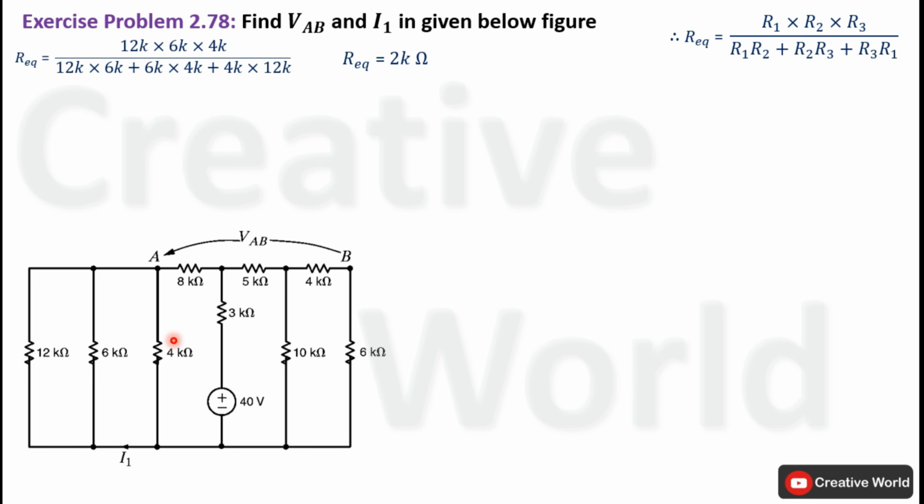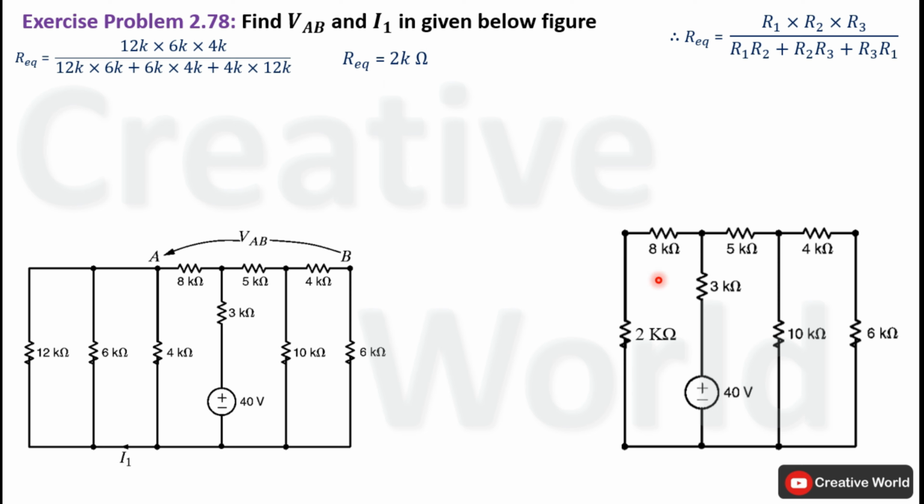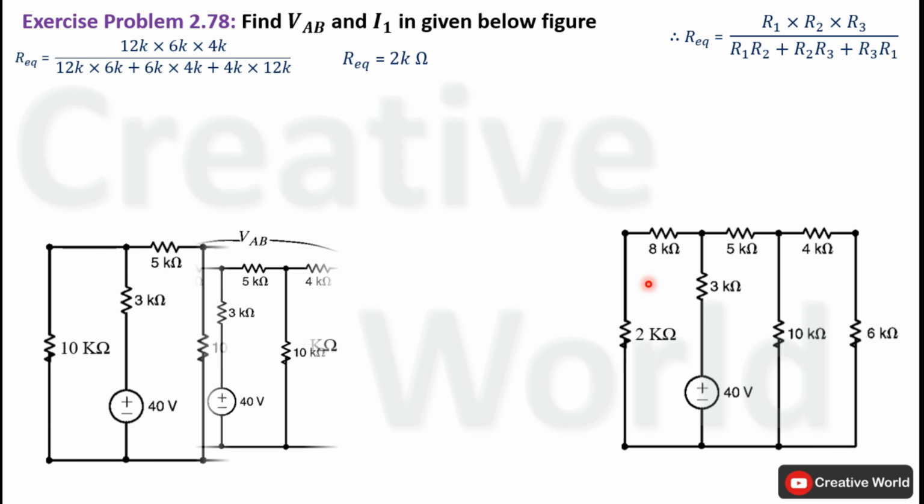We can replace these three resistances with a single resistance having the value of 2 kilo ohm. Now these two resistances are converted into series connection. We can find their equivalent resistance, that will be the sum of both resistances. In this case, it will be 10 kilo ohm. Similarly, these two resistances are also connected in series. Their equivalent resistance will also be 10 kilo ohm. Modify the circuit by replacing these two resistances and these two resistances with 10 kilo ohms.